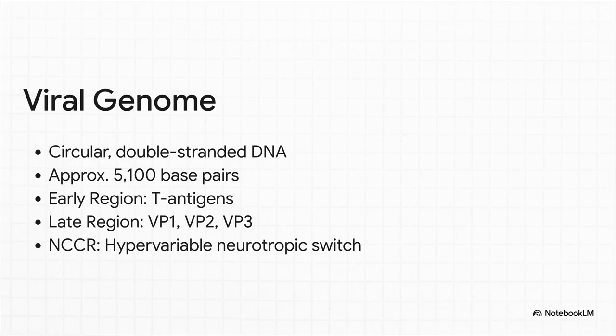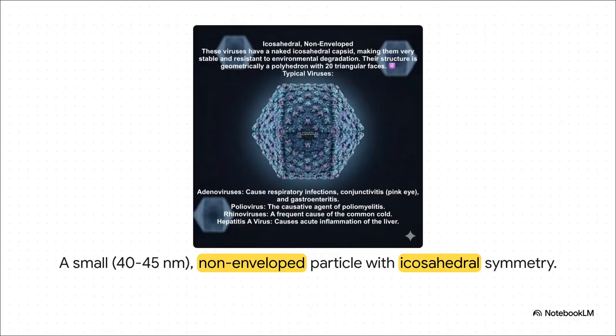Think of it like a molecular switch. It can undergo these rearrangements that allow the virus to change, to adapt from its quiet, latent state in the kidneys to a highly replicative, brain-invading form. Structurally, the virion itself is a classic icosahedral particle. It's small, it's tough, and, this is really important, it's non-enveloped. This lack of a lipid envelope is key to its stability out in the environment.